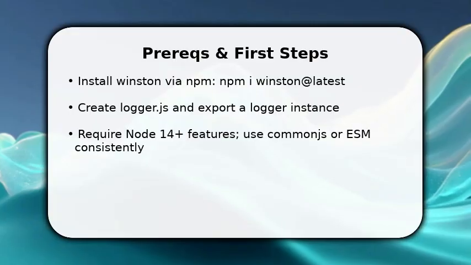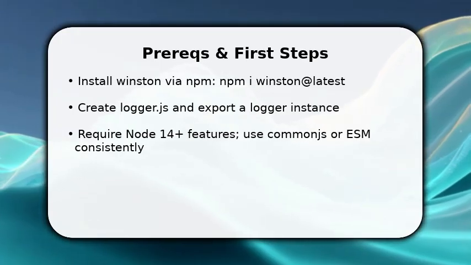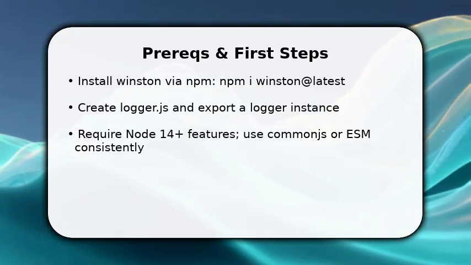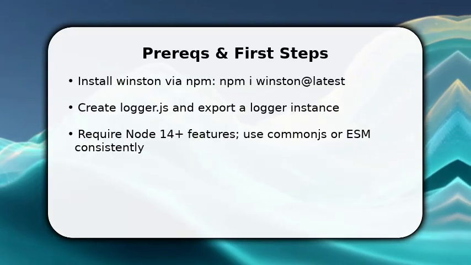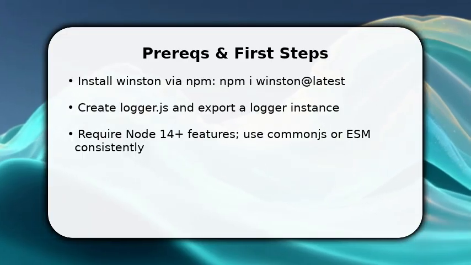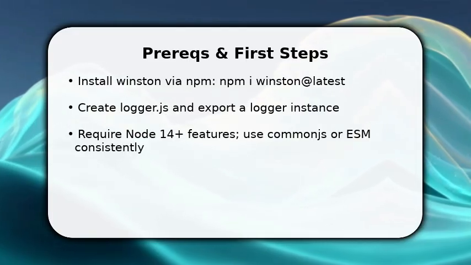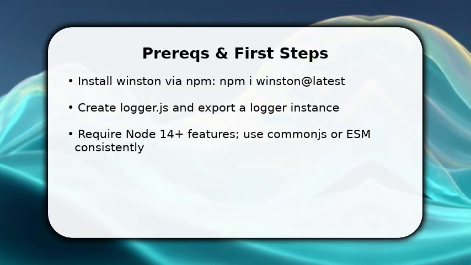You start by installing and isolating the logger. Run npm i winston@latest and create a logger.js file. In that file, import Winston and define a base logger with level and format so behavior is predictable. Once done, export the logger and replace console usage in one module to validate output.